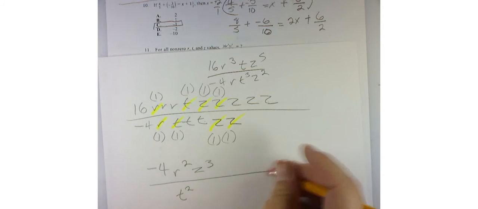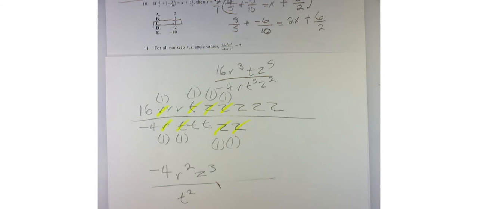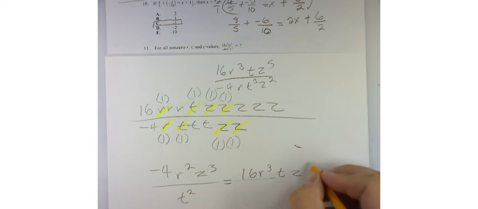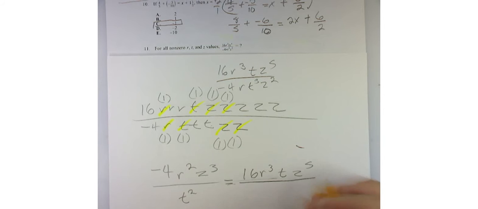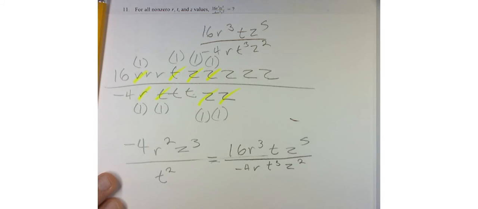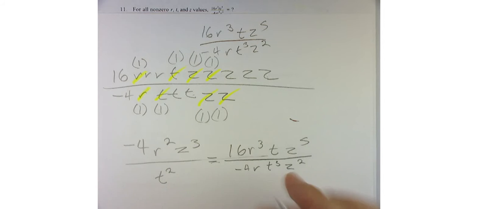Now how could I have gotten that answer without writing it all the way out? Well, it's not that difficult. If I were to say 16r cubed t z to the fifth all over negative 4r t to the third z squared, this is actually easier than you would imagine. Let's zoom in so you can see the wizardry. We know that 16 divided by negative 4 is just going to be negative 4 over 1.